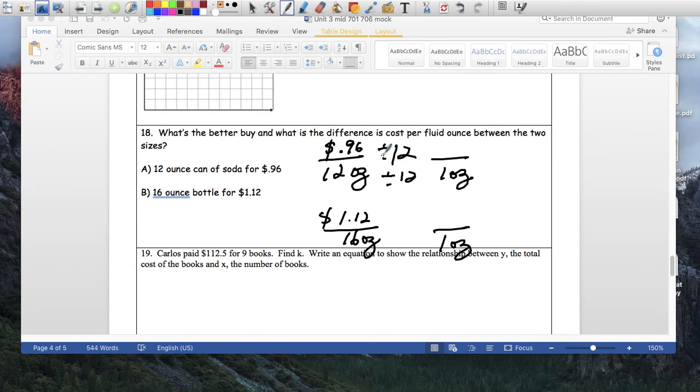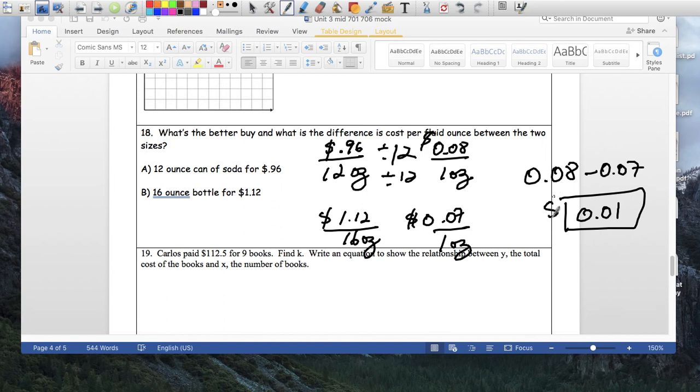So we get 0.96 divided by 12, which equals 0.08. And at the bottom here, $1.12 divided by 16 equals 0.07. Now it's asking us for the difference between these two prices. You take 0.08 minus 0.07, and the difference between the two prices per ounce would be 1 penny.